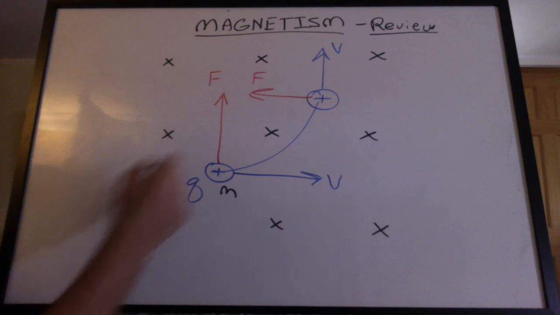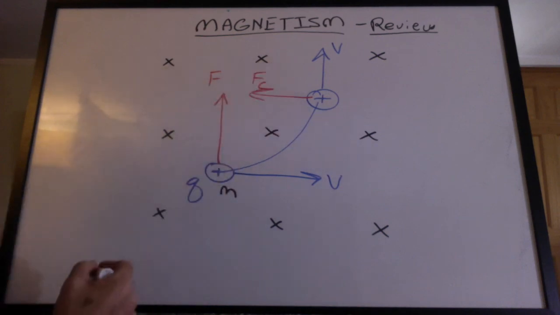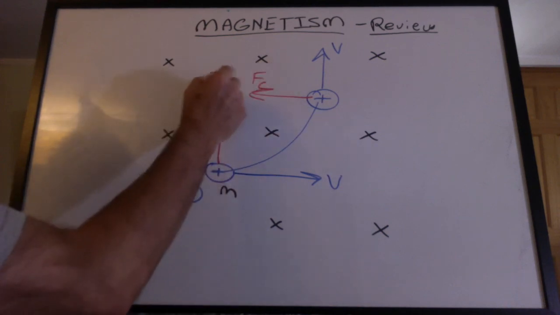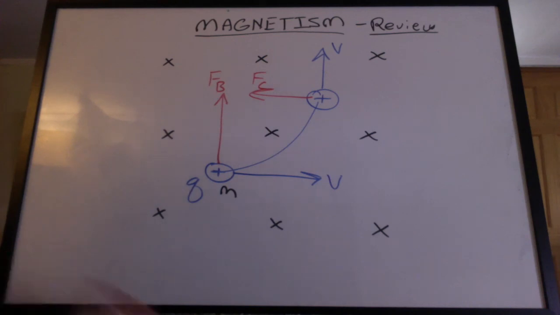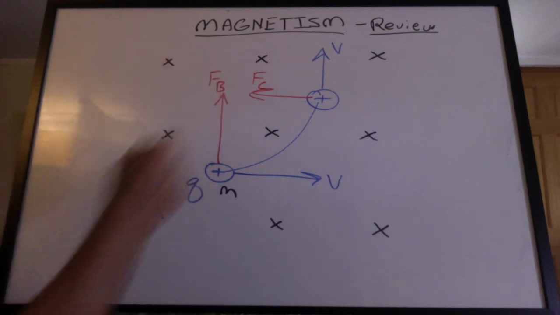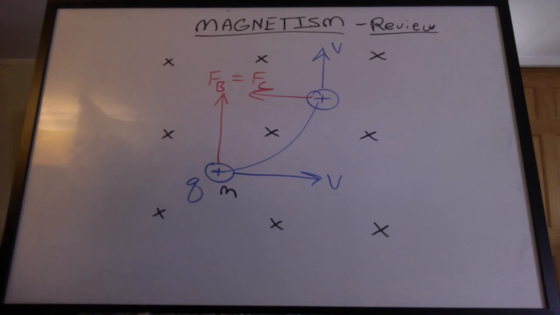That, therefore, is a centripetal force. Sometimes we put the letter B to represent magnetic force. So what causes the centripetal force? The magnetic force. We can say FB equals FC. The magnetic force is QVB.